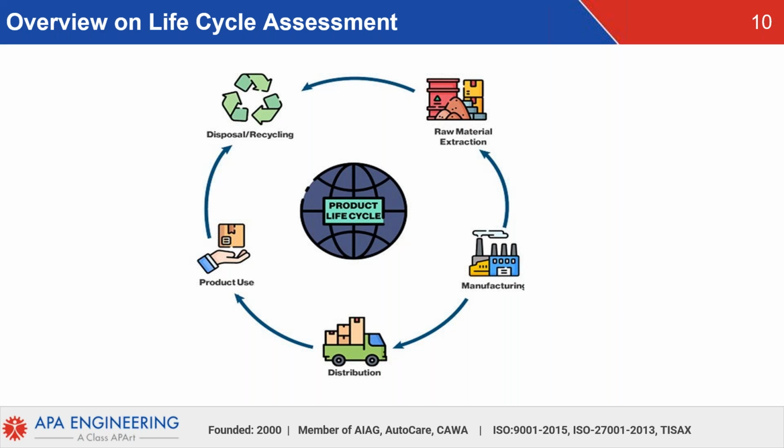The LCA has various applications across industry. For example, in product development, it helps to identify opportunities to reduce the environmental impacts from early design stages. Manufacturers use LCA to make informed decisions about material selection, energy use, and production methods. The government and policymakers rely on LCA to develop environmental policies and regulations. The consumers benefit from LCA by making informed choices, such as selecting products with lower environmental footprints.